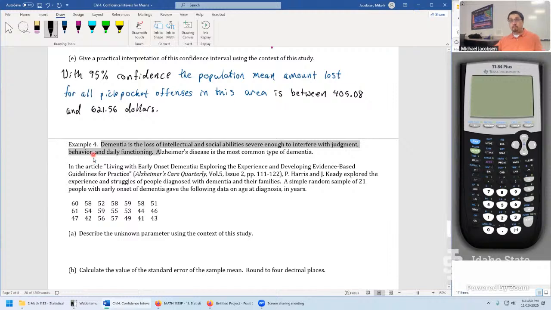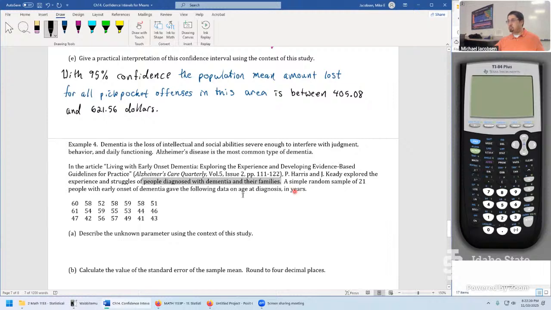People with dementia sometimes are extremely impulsive, possibly quite gullible, possibly angry people. All sorts of things are going on. And Alzheimer's is the most common form of dementia, they tell us. In the article, Living with Early Onset of Dementia, so now we're talking about something entirely new, a little bit more scary, the authors P. Harris and J. Keaty explored the experiences and struggles of people diagnosed with dementia and their families.